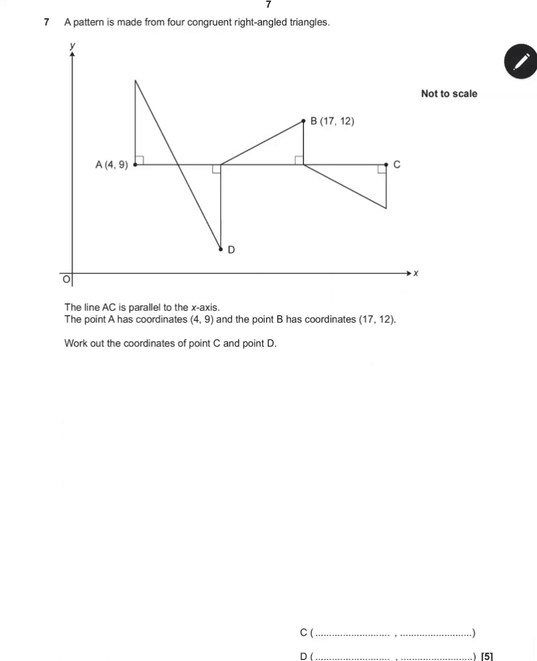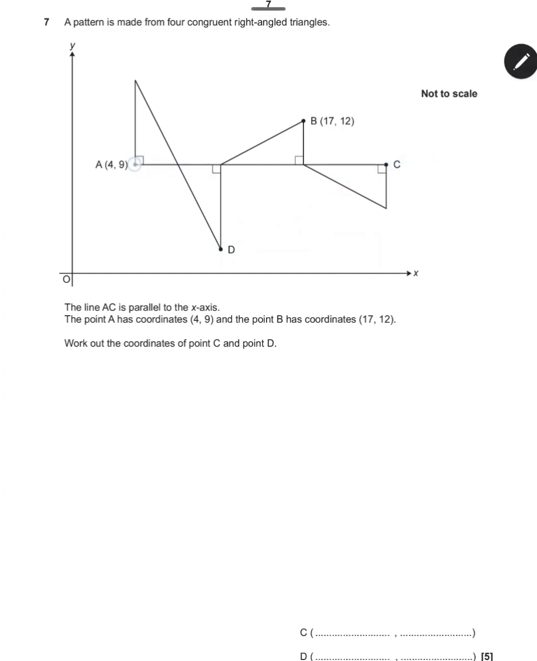So question 7, we've got 4 congruent triangles. That just means they're exactly the same. And we've got 2 coordinates. And what we're looking for is the coordinates of these 2 points here. So let's have a look at what we've got.